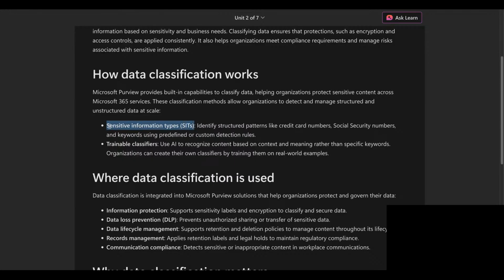SIT. SIT stands for Sensitive Information Type. And then this one, Trainable Classifiers. These are the tools that we use basically to detect or identify sensitive data in any organization. And we can find these tools. We're going to start with this one, Sensitive Information Type. What is this? So this one will help us identify structured patterns like credit cards, ID numbers, social security numbers, any specific keyword that you define.